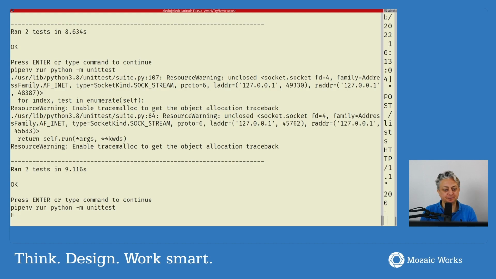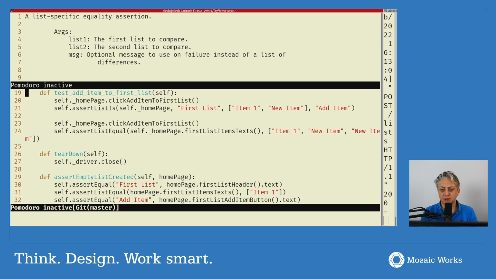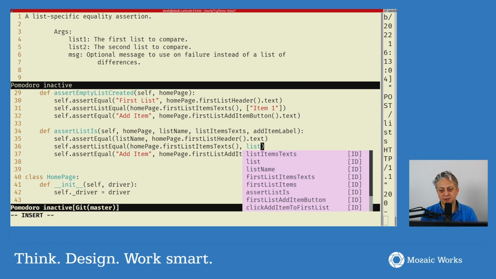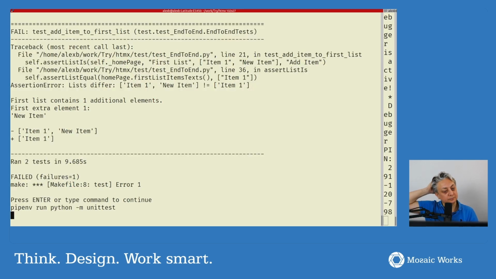And something doesn't work. First list, new item. What? Ah, right, because I'm not using the parameters. So this would be list name, this would be list items texts, and this would be add item label. Now things should work.